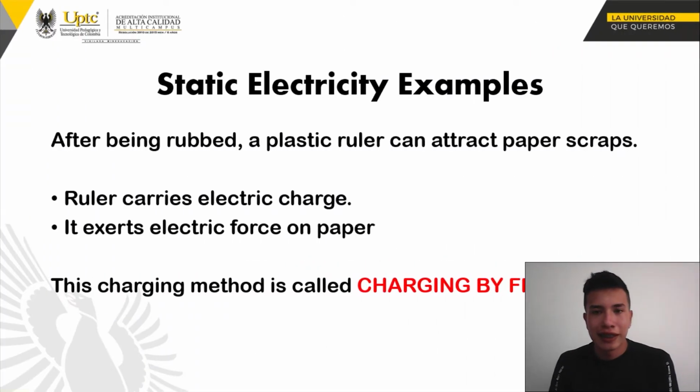A static electricity example. After being rubbed, a plastic roller can attract paper scraps. A roller carries electric charge. It exerts electric force on a paper. This charging method is called charging by friction.